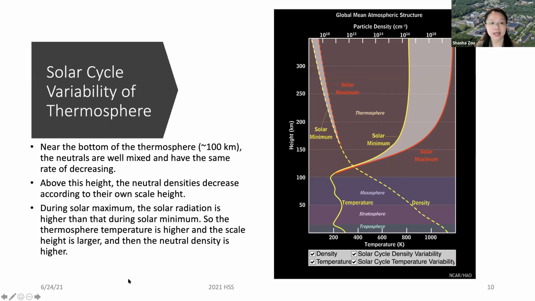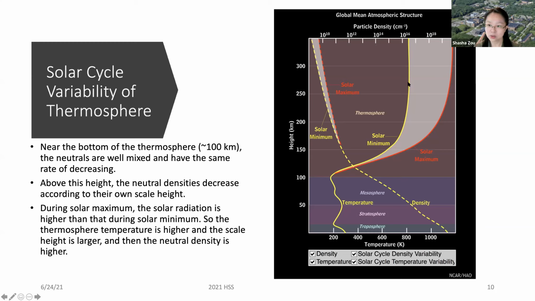Okay, so we looked at the seasonal variations of the thermosphere density. Here I'm trying to show you the solar cycle variability of the thermosphere. There are two curves shown. The yellow one indicates the solar minimum, and the red one is the solar maximum. This solid curve is the thermosphere temperature, and this dashed line indicates the thermosphere density. Those two are directly correlated and controlled by the scale height parameters I just showed you.